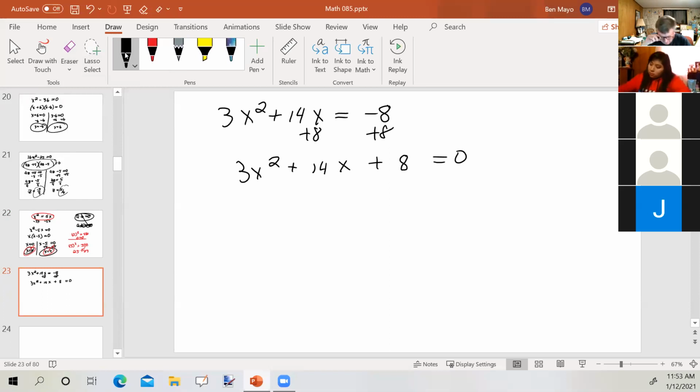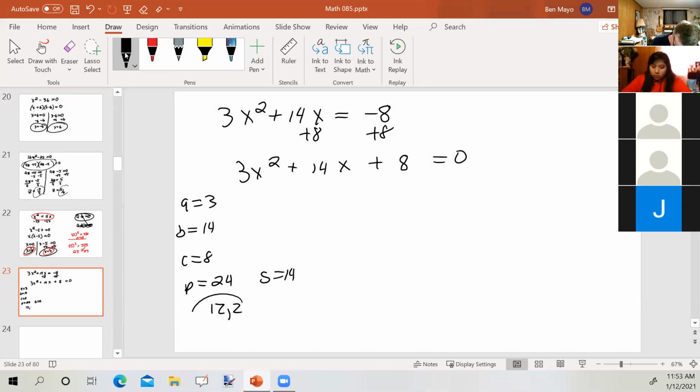Okay. I'm going to use factoring by grouping. If you want to use trial and check, let me know and I'll go back and do it that way. But a is 3, b is 14, c is 8, the product ac is 24, the sum is 14. How about 12 and 2? The product is 24, the sum is 14.